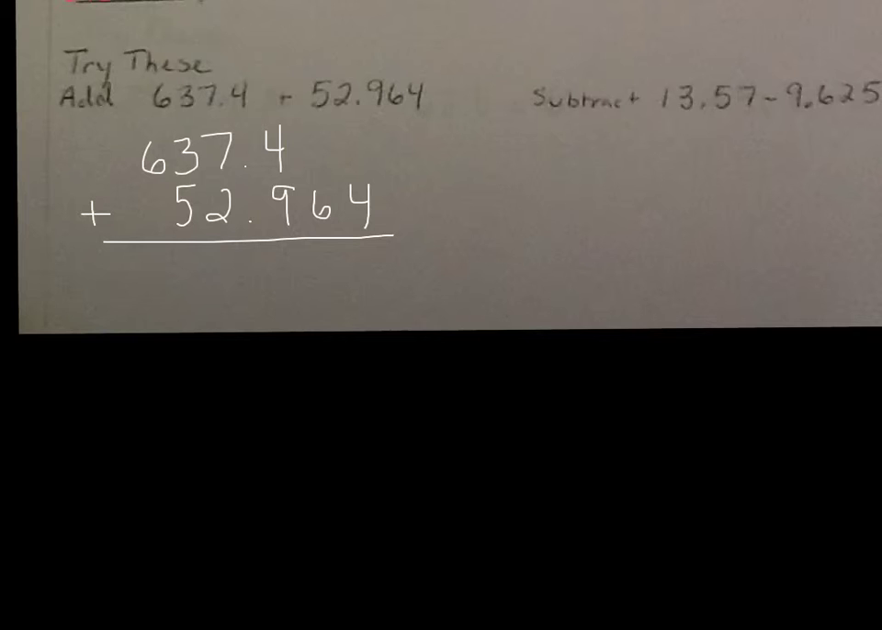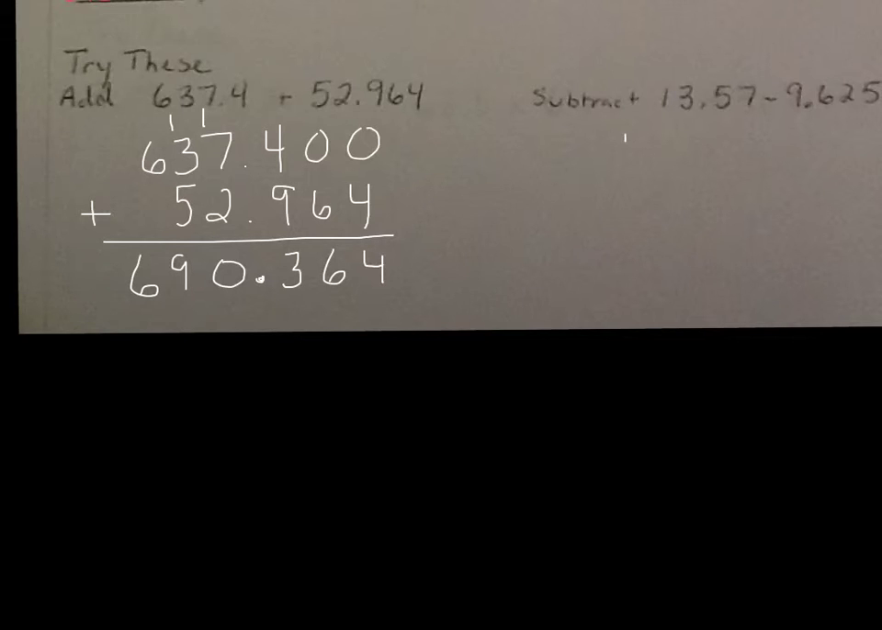And we are adding. Okay, now, next step, fill in zeros. Okay, and then add or subtract like normal. 0 and 4 is 4, 0 and 6 is 6, 4 and 9 is 13, carry the 1, 1 and 7 is 8, plus 2 is 10, carry the 1, 1 and 3 is 4, plus 5 is 9, and 6. And then finally bring your decimal down. All done, that's your answer. 690 and 364 thousandths.